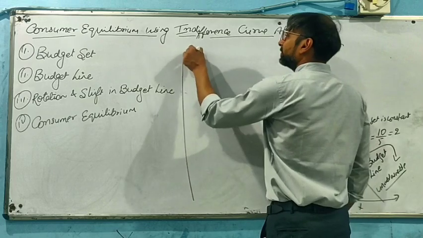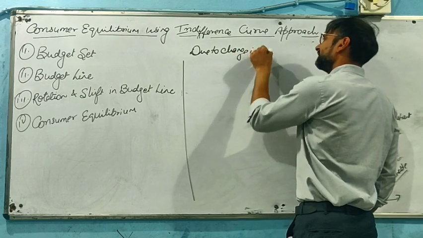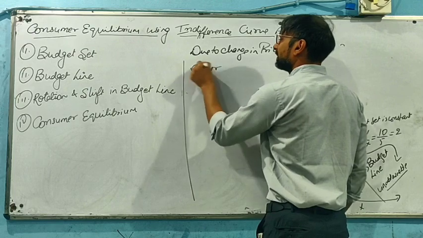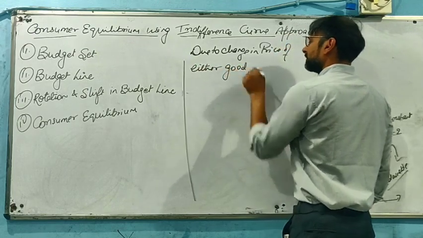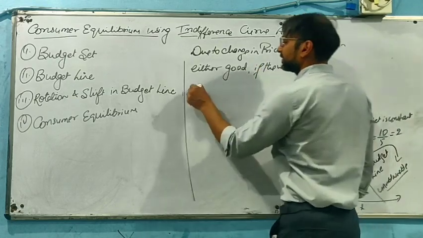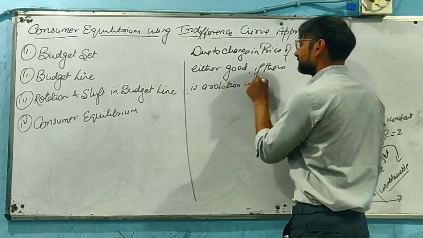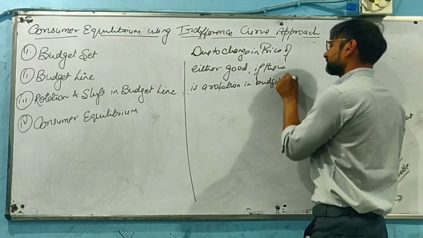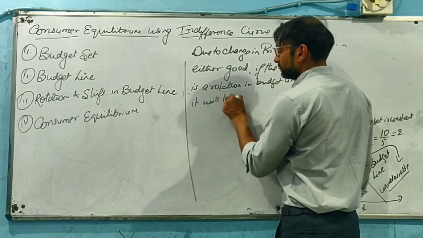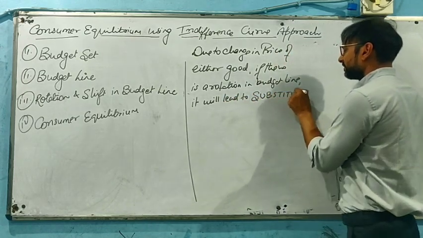It means due to a change in price of either good, if there is a rotation in the budget line, it will lead to the substitution effect.